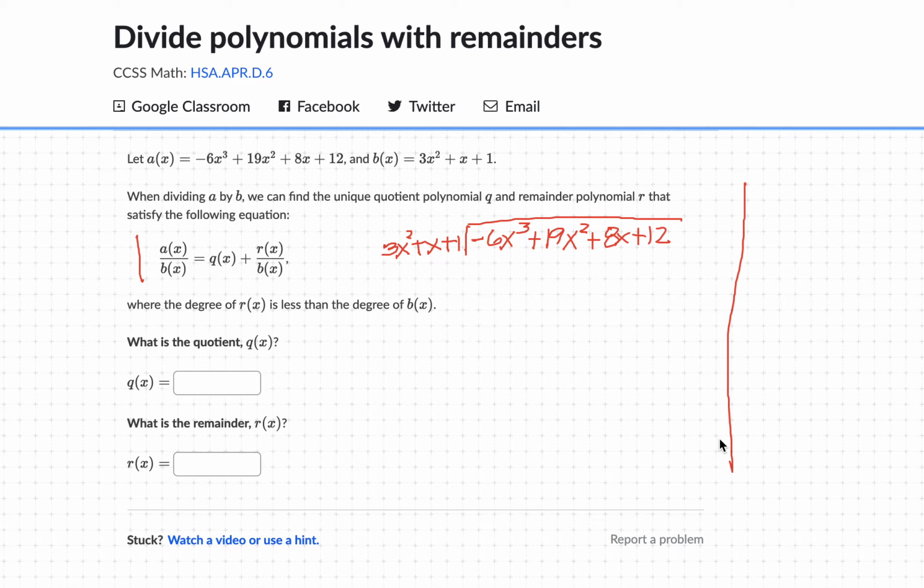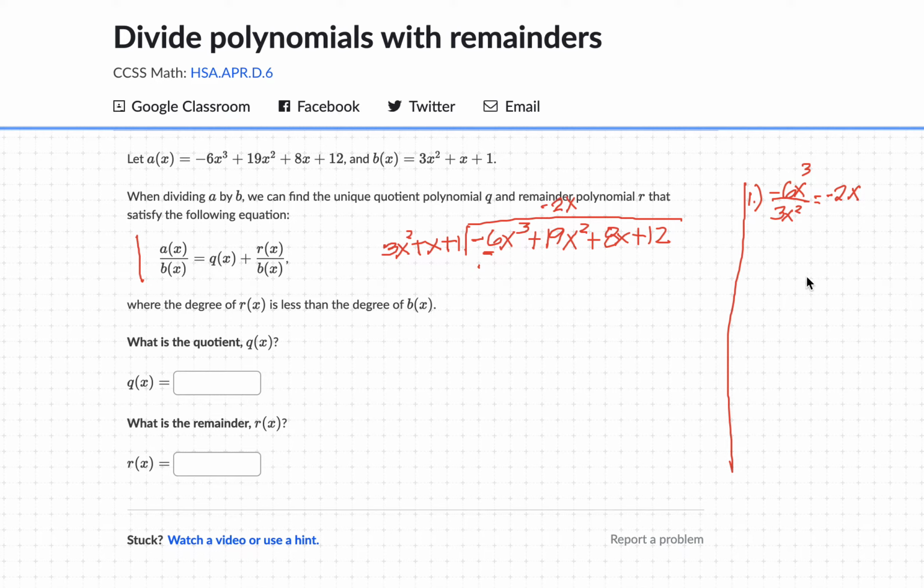Okay, let's continue. So our first step is I'll do my first term of our dividend to be divided by the first term of my divisor. So negative 6 divided by 3, and I also got x cubed over x squared. So that will just give me an answer of negative 2x. So where do I place my negative 2x? I'm just going to place it on top of my 19x squared.